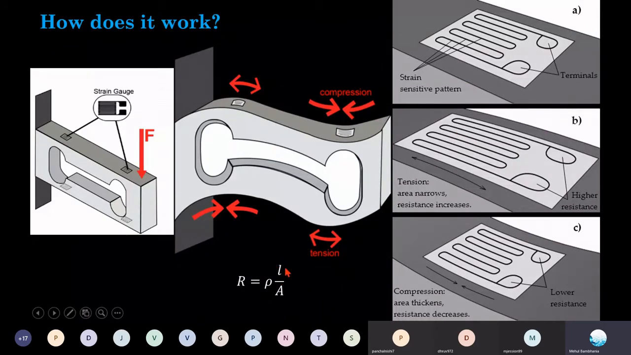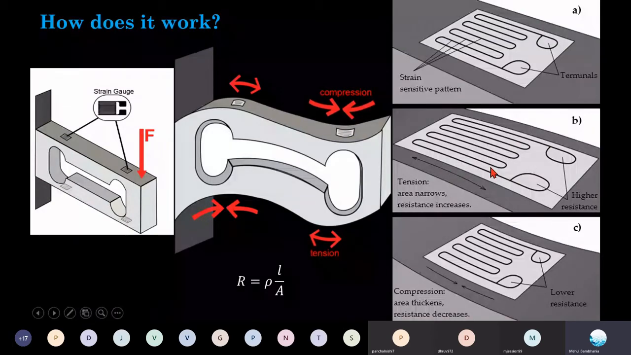So once the length increases, definitely the resistance will increase. This is a simple, straightforward equation: resistance is equal to rho L by A. Due to elongation, the length will increase, and because of that, the resistance in this tensile strain gauge is continuously increasing.